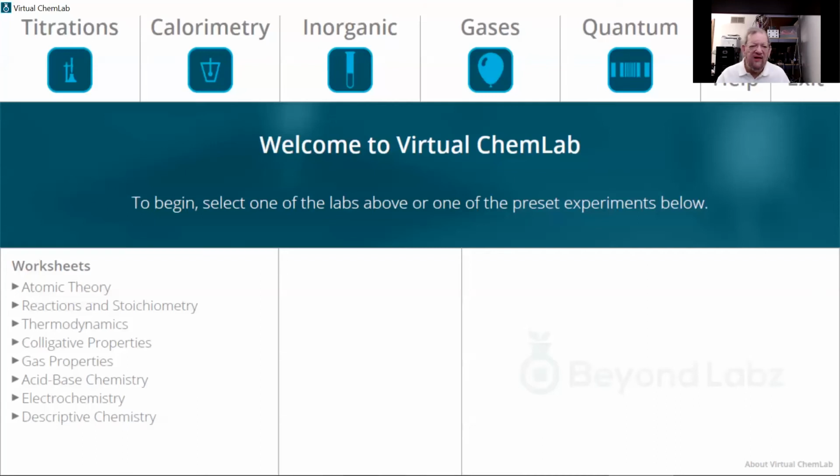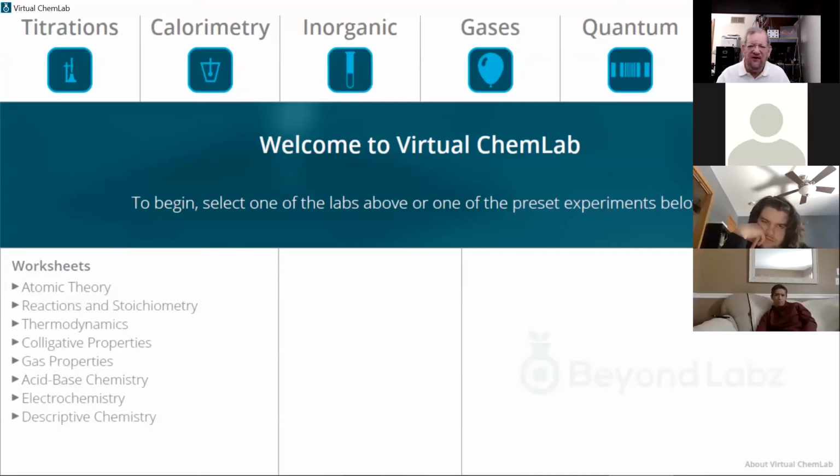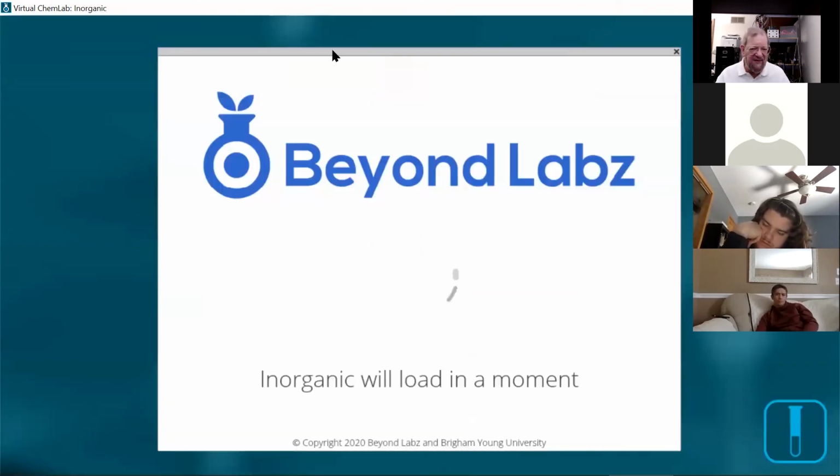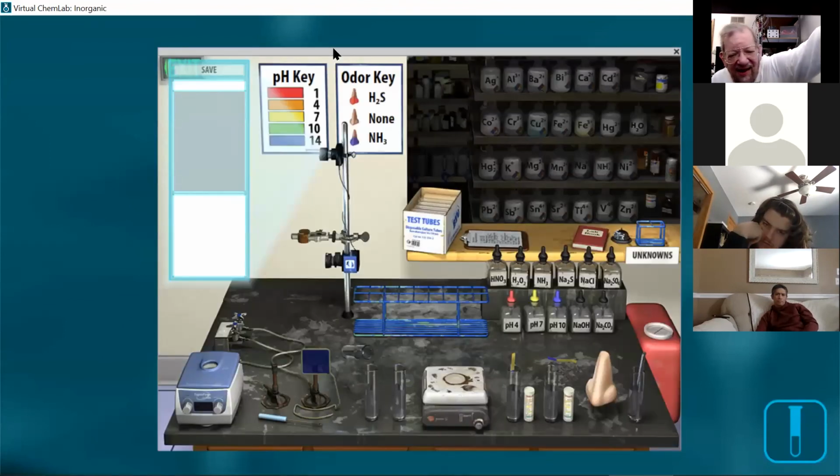Next, does everybody see titrations calc? Thank you. Next, click on inorganic. This is written in the procedure, but now you see how I'm doing it. And now everybody see the lab here?